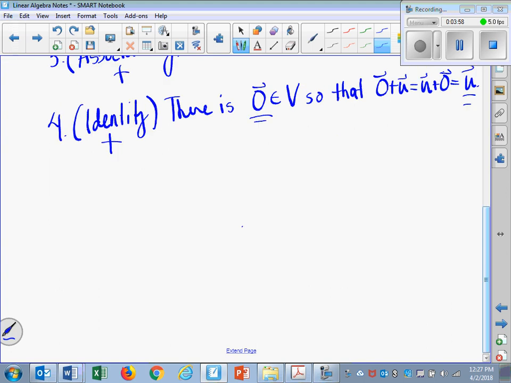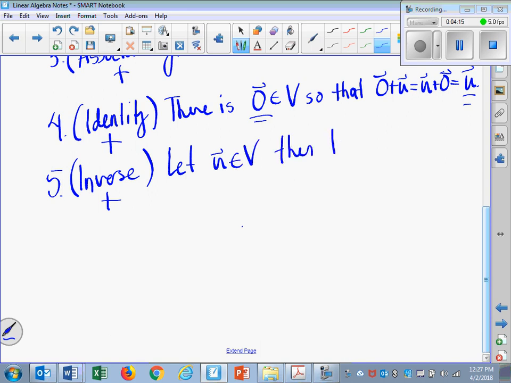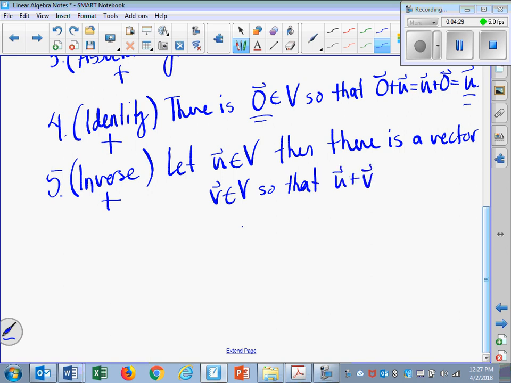Okay, well, the next one, we want an additive inverse. So this is called the inverse of addition. That means we'll let u be inside the vector space V, then there is a vector v in the vector space V, so that u plus v gives you the zero vector. But typically we don't write v like this. We just say v is minus u.